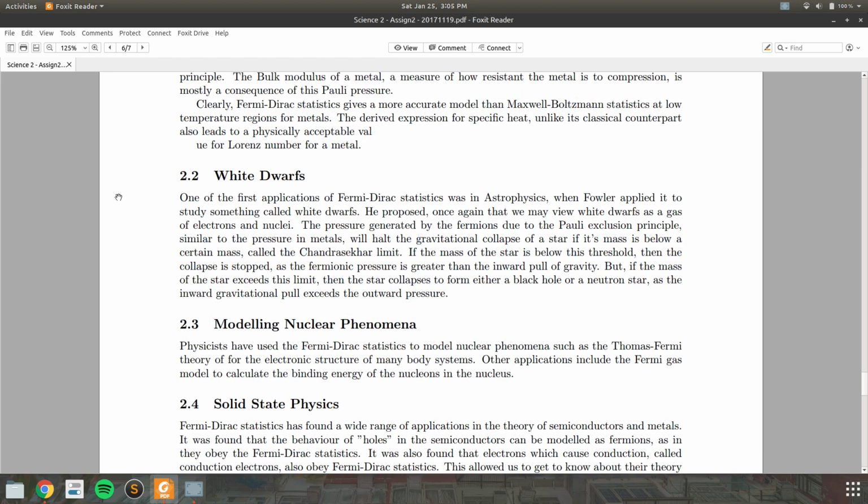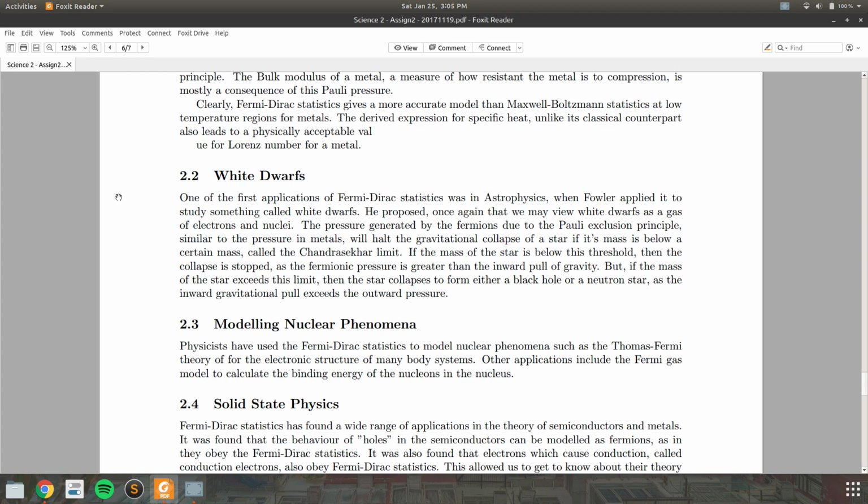One of the first applications of Fermi-Dirac statistics was in astrophysics, when Fowler applied it to study something called white dwarfs. He proposed that we may view white dwarfs as a gas of electrons and nuclei. The pressure generated by the fermions due to the Pauli exclusion principle, similar to the pressure in metals, will halt the gravitational collapse of a star if its mass is below a certain mass, and this limit is called the Chandrasekhar limit. If the mass of a star is below this threshold, then the collapse is stopped as the fermionic pressure is greater than the inward pull of gravity.